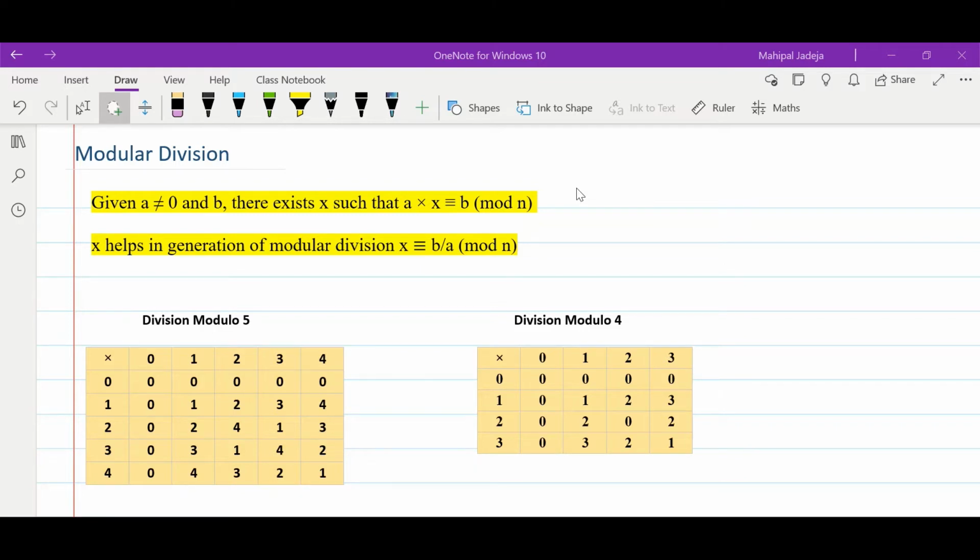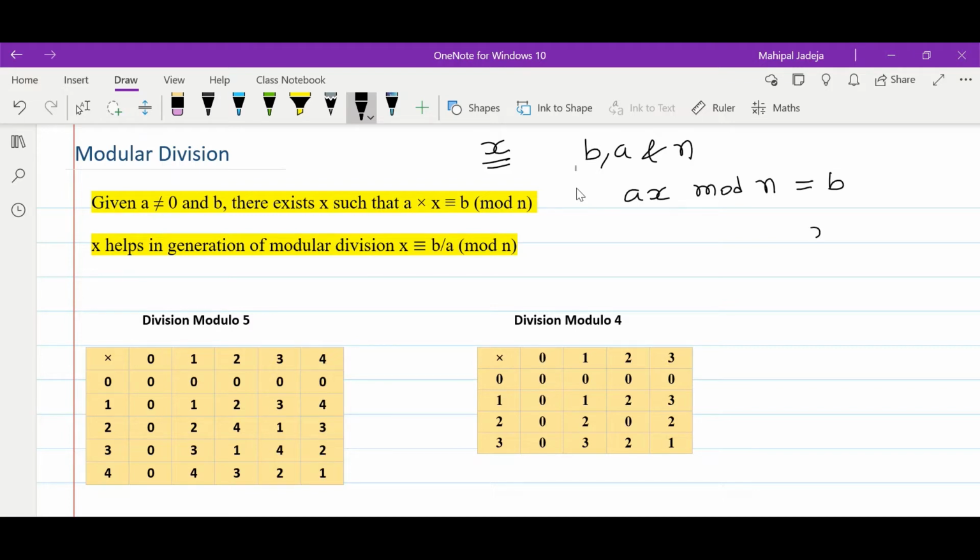So that means we are supposed to find out, for given values of b, a and n, x such that a times x is congruent to b mod n. So if you perform the modulo n operation on a times x, then you must get b as the remainder. Okay, so before we discuss this, let's consider the traditional division.